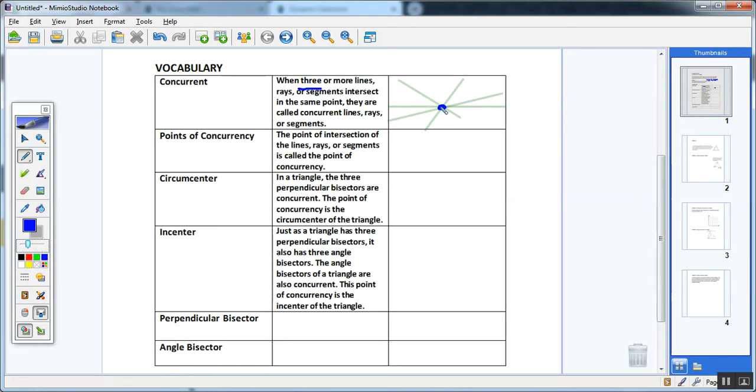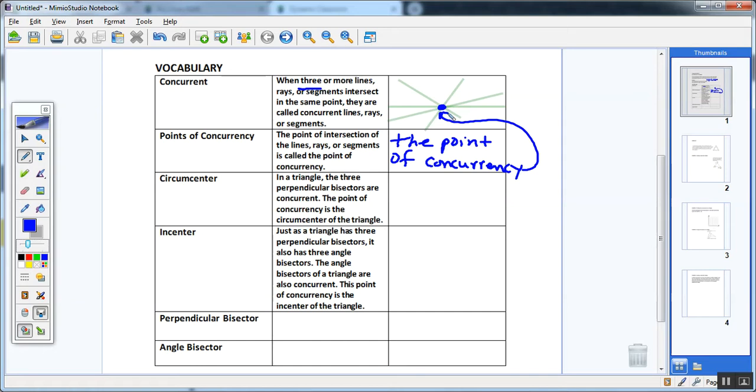So if I say lines are concurrent within this diagram, we say they're concurrent because they all meet at one point. When we talk about points of concurrency, it's the point of intersection of the lines, rays, or segments. That's called the point of concurrency. The lines are concurrent because they all meet in a point, and that one point is called the point of concurrency.